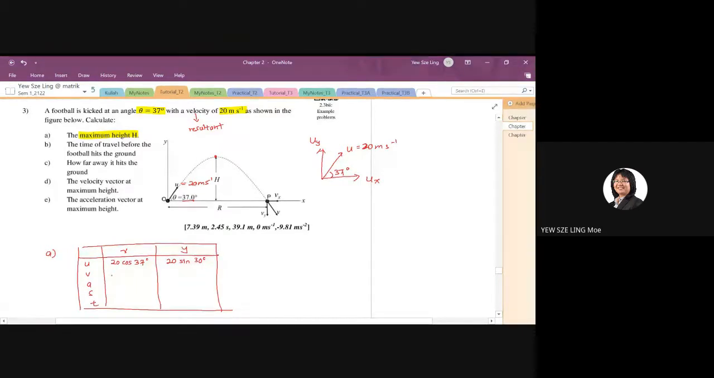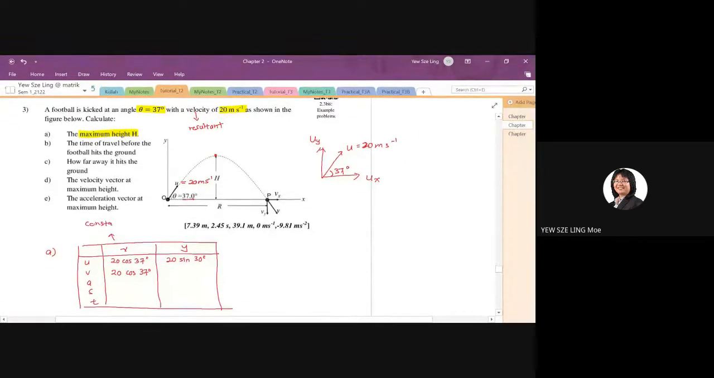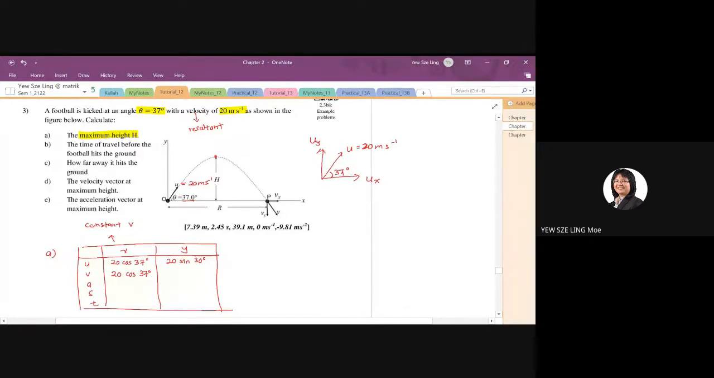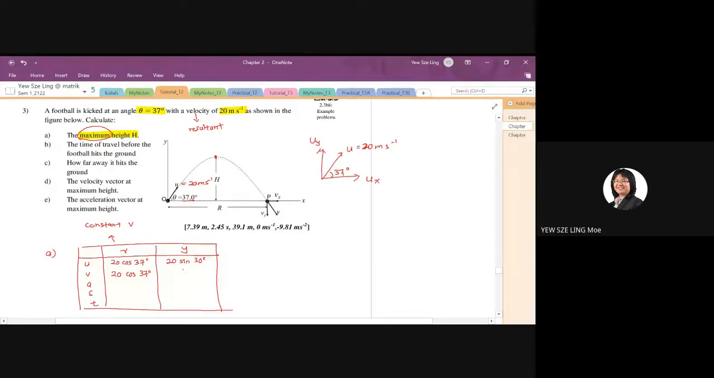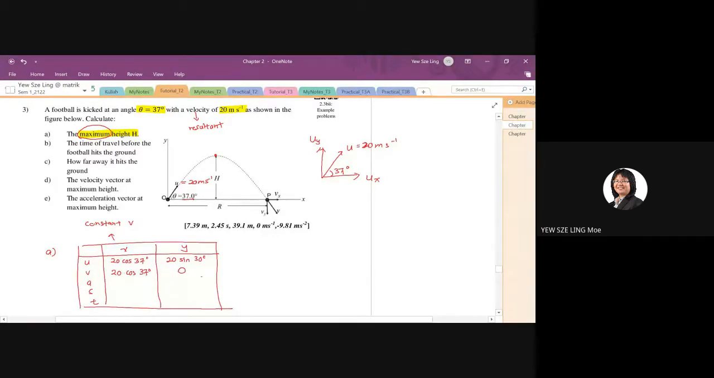And then for v, now vx, we can fill it in. So vx is still 20 cos 37 degree because of constant velocity. Okay, velocity is always constant along the x component. And then for the y component, do we have v? Yes, because the question tells you maximum height. So what happens along the vertical component if the object reaches maximum height? Well, at maximum height, Vy is 0. Therefore, in the table, for V along the y component, it is 0. So Vx is not 0, but Vy is 0.